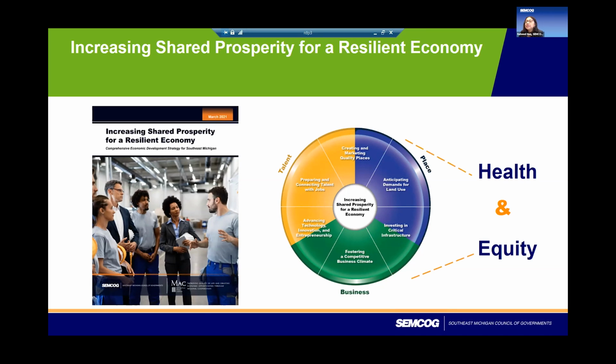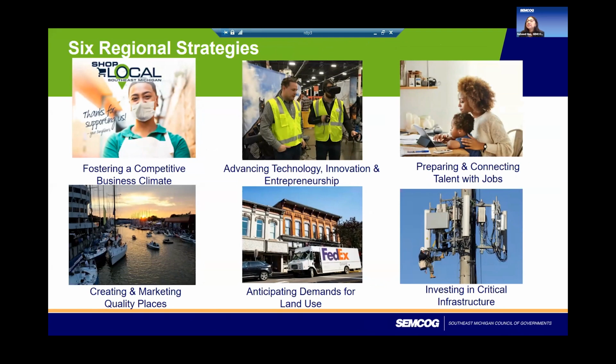Increasing Shared Prosperity includes 6 strategies shown on the wheel, 22 policies, and 99 actions to create a more resilient economy. It focuses on 3 pillars: business, talent, and place. This is the region's 3rd economic development strategy and addresses real-time challenges and opportunities facing our region, primarily the impact of the pandemic and growing social justice movement through a lens of health and equity. The 6 strategies are listed on this slide.